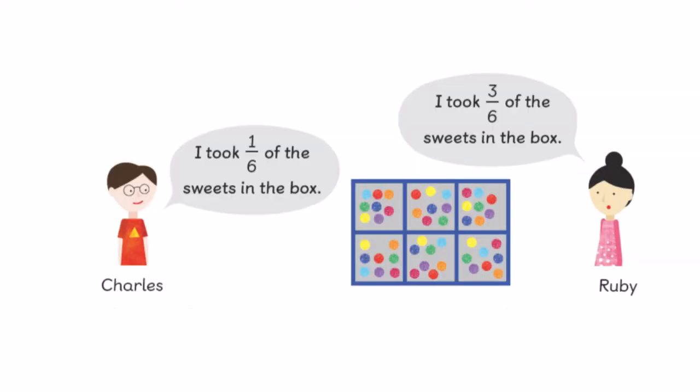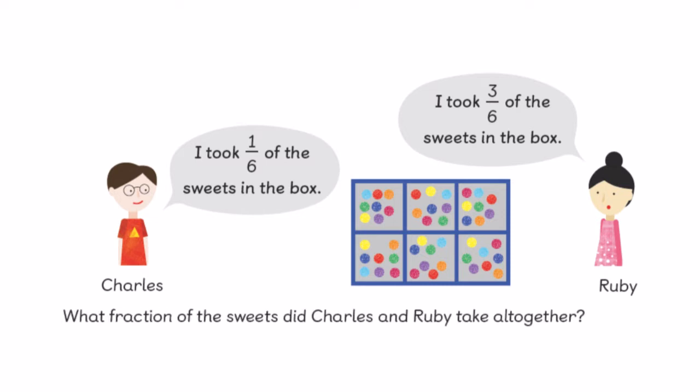Charles says that he is going to take 1/6 of the sweets in the box. Ruby says she is going to take 3/6 of the sweets in the box. We need to work out what fraction of the sweets did Charles and Ruby take all together. Let's start by looking at what fraction each child took. What fraction of the sweets did Charles take? What fraction of the sweets did Ruby take?